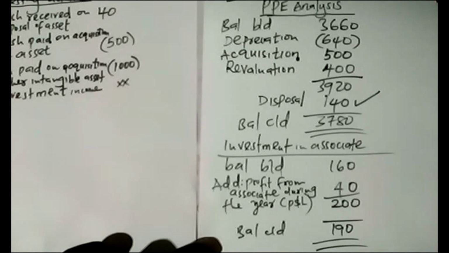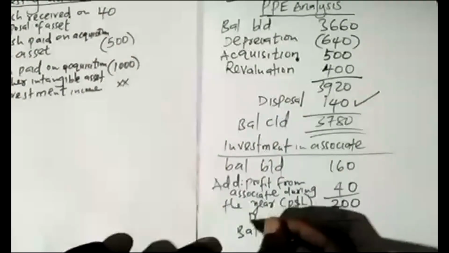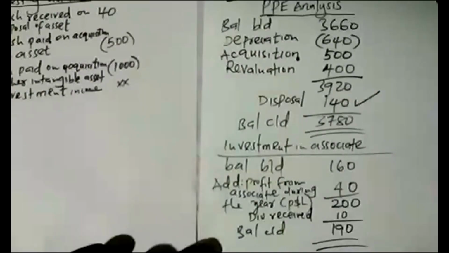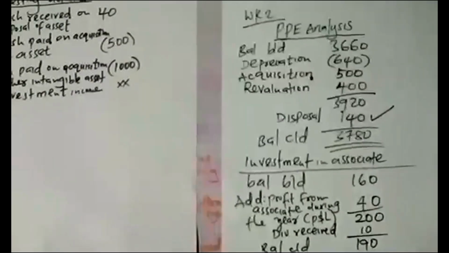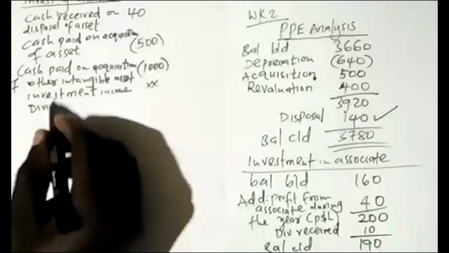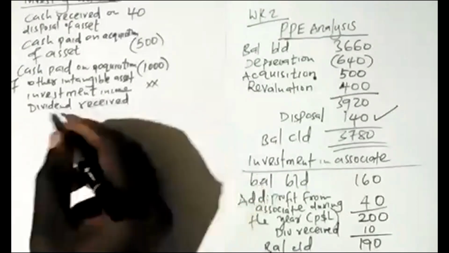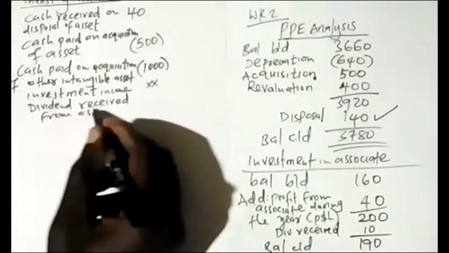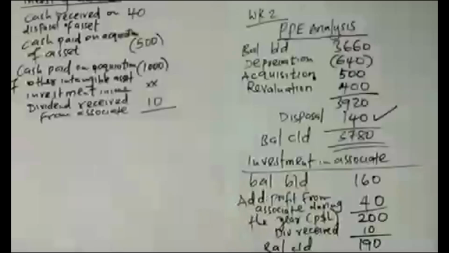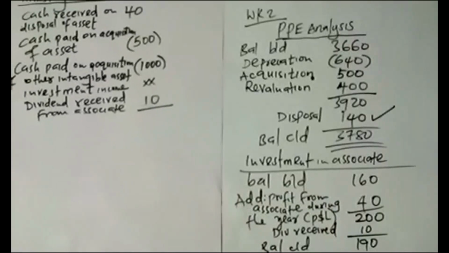Why is the investment reducing to 190? Because you received 10 during the year as dividend. So dividend received, 200 minus 190. So you come here and record dividend received from associate of 10. So that is a cash inflow. That is a cash inflow.